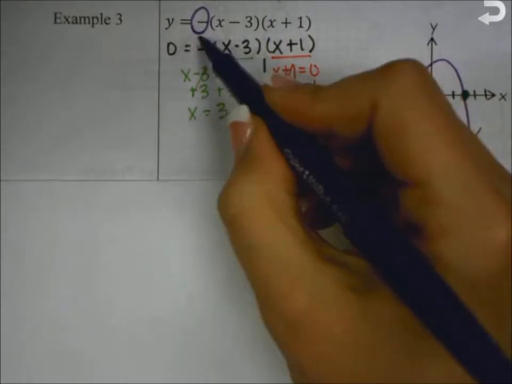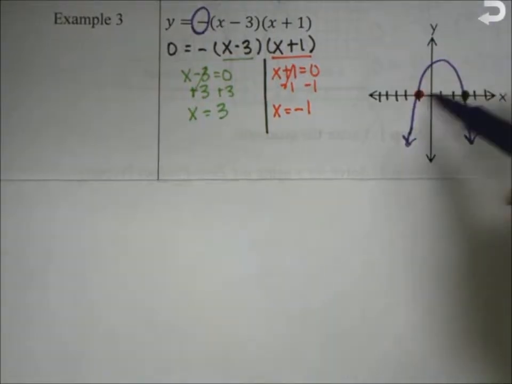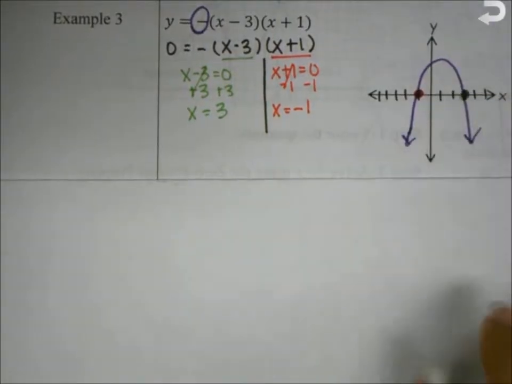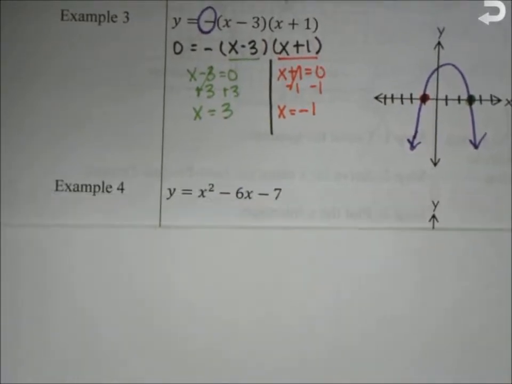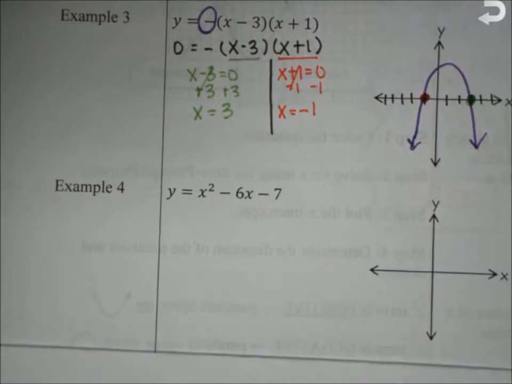So what about one where it is not already factored for us? So let's look at example 4 here. In example 4, I have y equals x squared minus 6x minus 7.